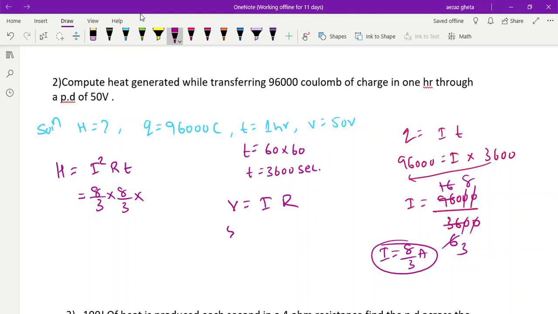V is 50, I we got 8 by 3. Resistance I want to find. So this cross will come, 3 will come here, 8 will come. 50 into 3 divided by 8 is equal to R. Cancellation you can do. 2 4s are 8, 2 25s are 50. R is equal to 75 by 4.